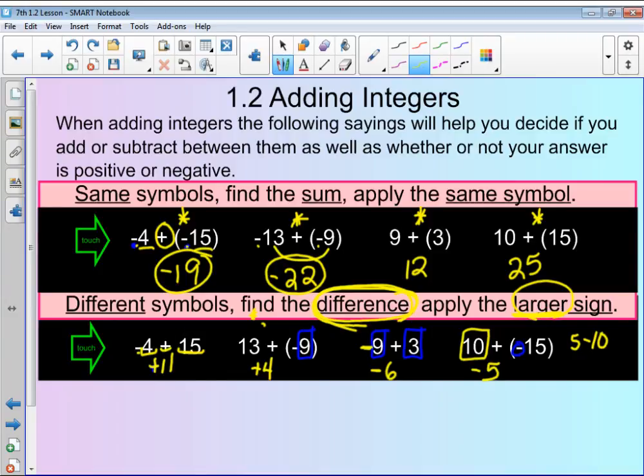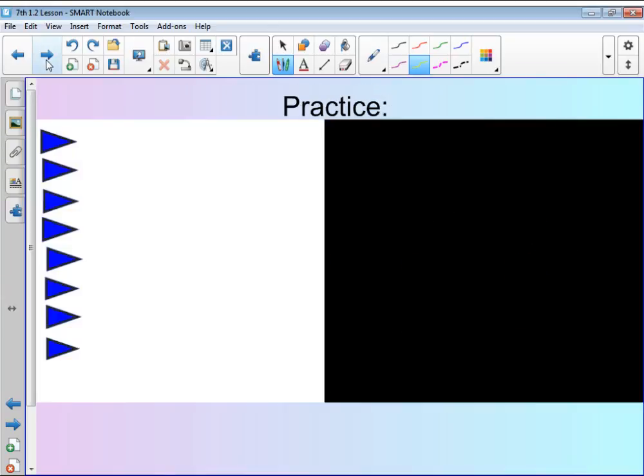Okay, so that's working. Same symbols, find the sum, apply the same symbol. It's kind of like a rhyme. And if you practice that saying, pretty soon you're going to get comfortable with these and not have to say that all the time. But that kind of gets you going in the mode of breaking it down. Okay, so let's practice a couple of these.